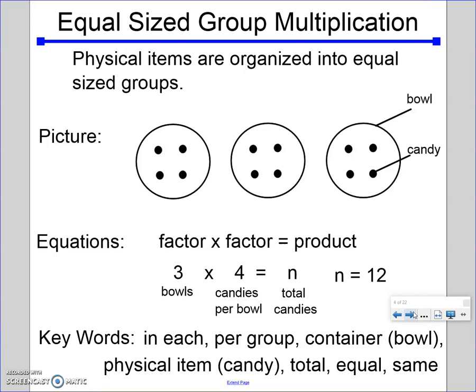Some key words that let us know a problem is an equal-sized group problem would be the word in each or per. There will be some kind of container, like a bowl, for example, and some kind of physical items that are in the containers, like candy. And sometimes we'll see the word equal or total or the same.